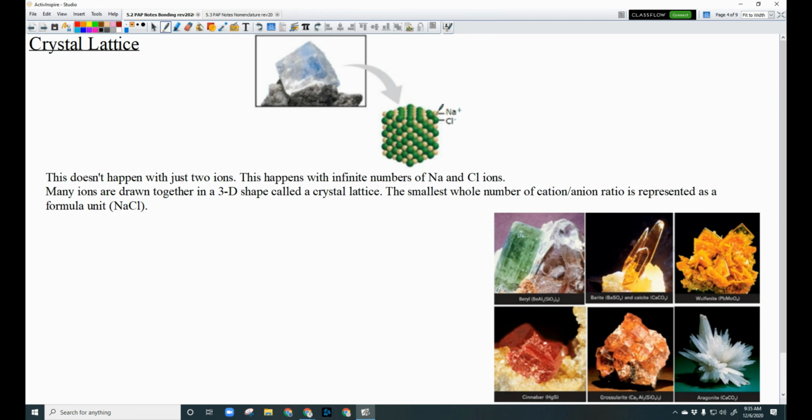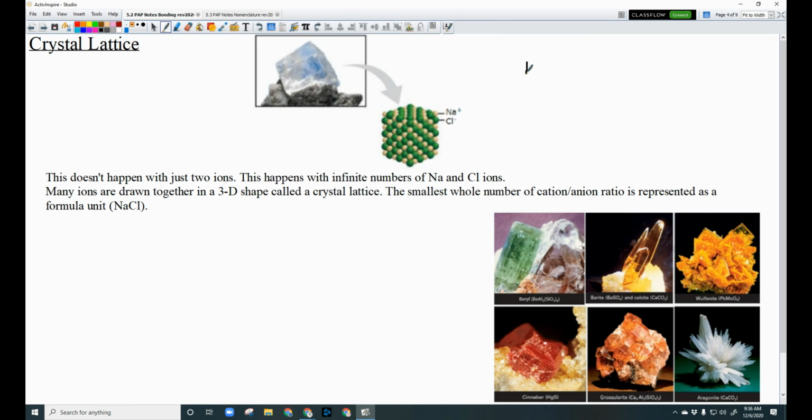So sodium is represented here by this yellow sphere. You have many sodium ions that are attracted to many chloride ions that have gained electrons. So you have this 3D structure that's called a crystal lattice.